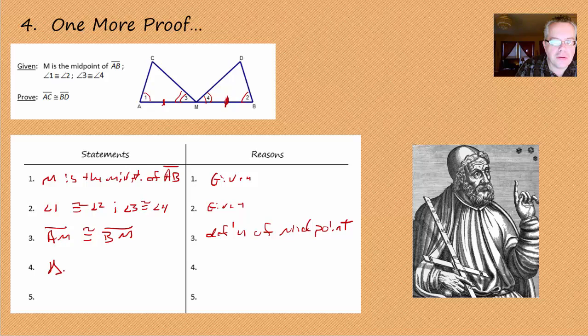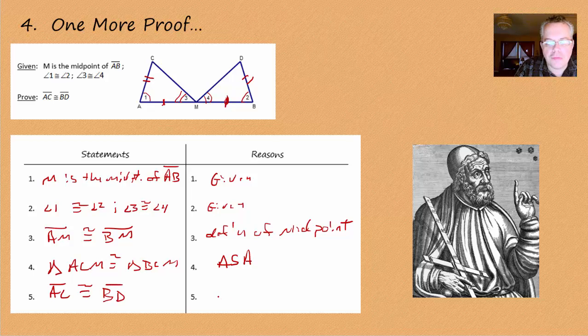So we can say triangle ACM is congruent to triangle BCM. Why? Angle, side, angle. Okay, now we can finally conclude what they wanted us to conclude, that this side here is congruent to that side there. So AC, now we know, is congruent to BD because every matching part in those triangles is congruent. So that is CPCTC. All right, cool. So we'll practice this in class.